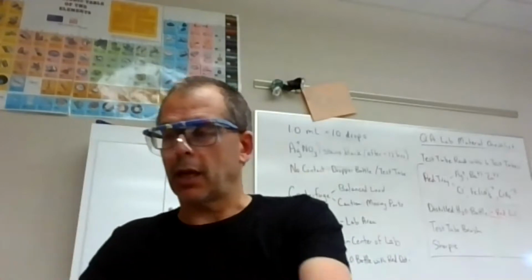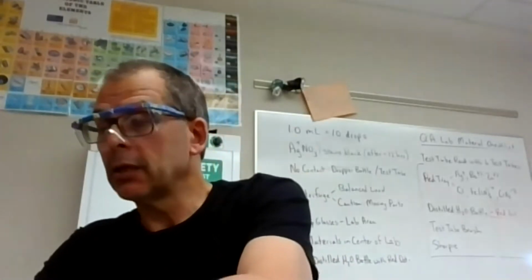So there is unknown D, and I'm sorry, unknown E. So that is unknown E. And again, look at the general information about that precipitate. If you have any questions, let me know.